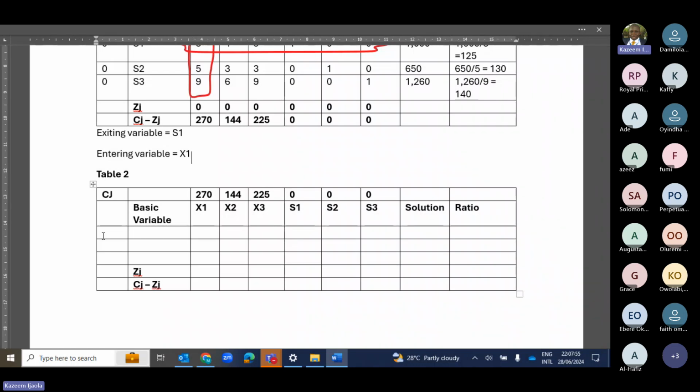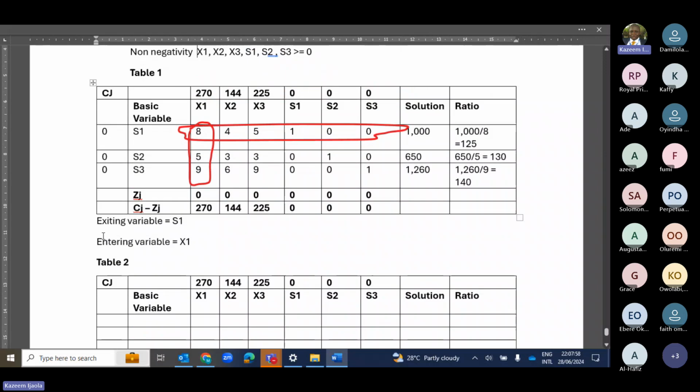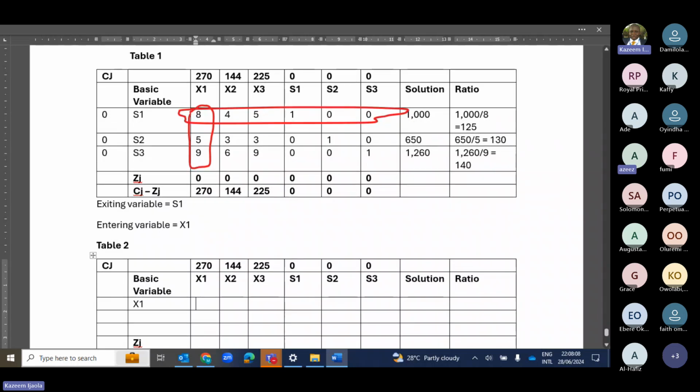So, we are exiting S1. We're exiting S1 and we're bringing in a new X1, right? Now, the rule is that for the new X1 we are bringing in, the key element there must equal 1. Sorry, I'm supposed to ask you, what is the pivot or key element here? What number is the pivot or key element?